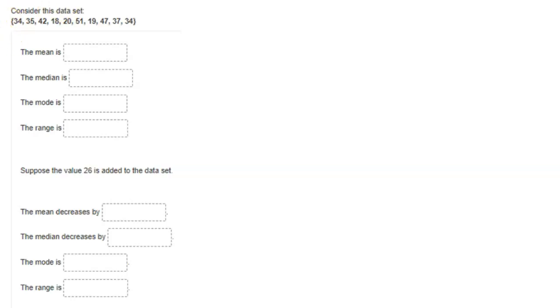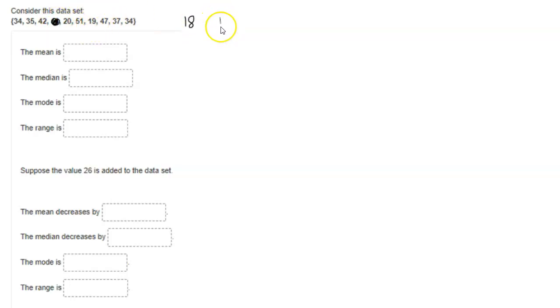All right, so it says consider this data set, and it gives us a bunch of numbers. The first thing that I like to do with the data set is I'm going to put it in order from least to greatest, just because I like it there. It looks prettier that way, and we're going to need it when we're finding the median. So I go through my numbers. So I think 18 is my smallest one. So what I do is I do that, and then I cross it out.